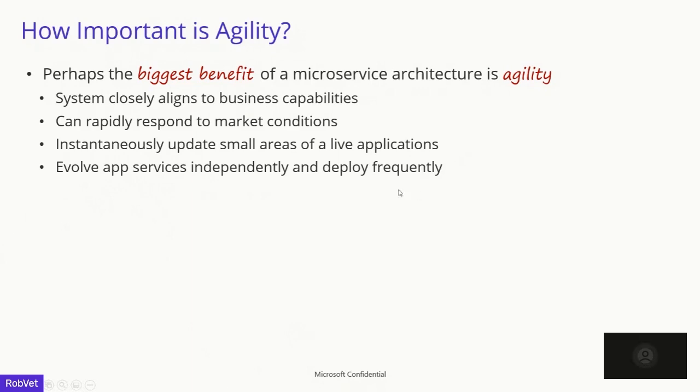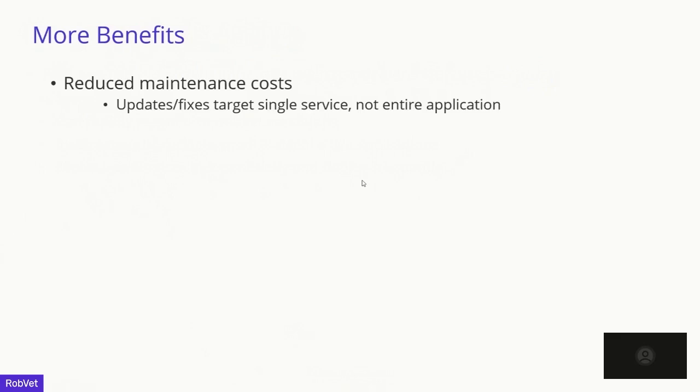So agility is key. But you know what? There's more benefits for us too. Again, we talked about this earlier. With the microservice architecture, I can sometimes reduce some of my maintenance costs because my updates and my fixes target a single service, not the entire application.